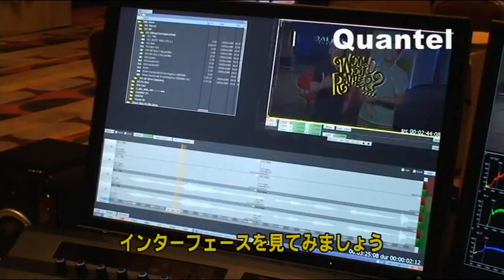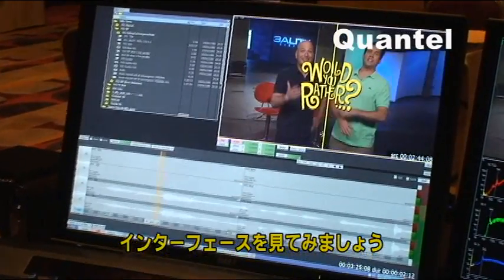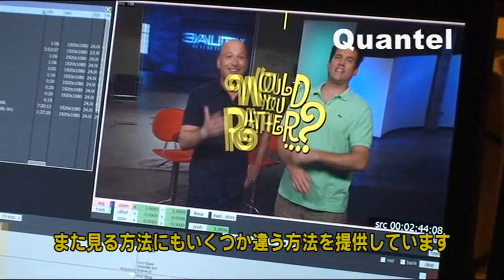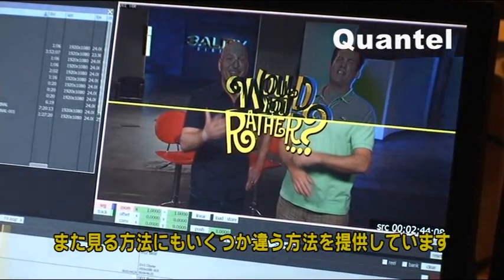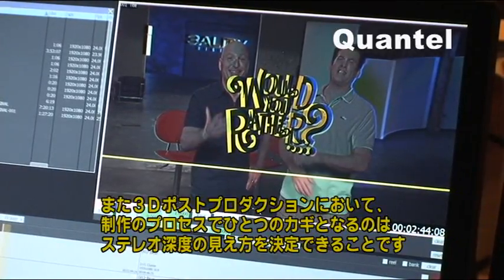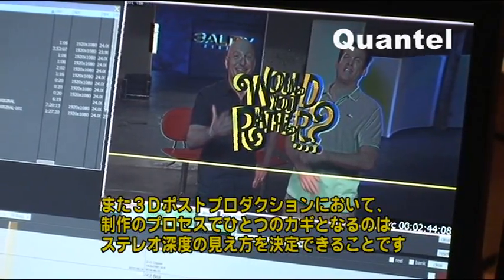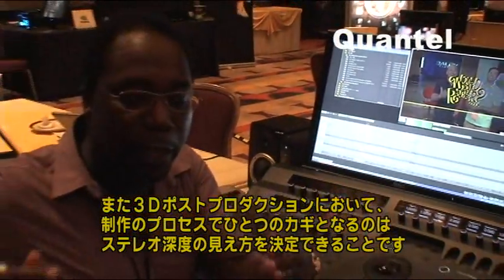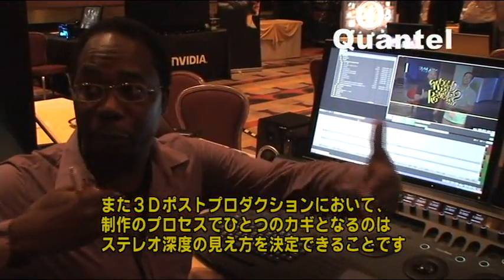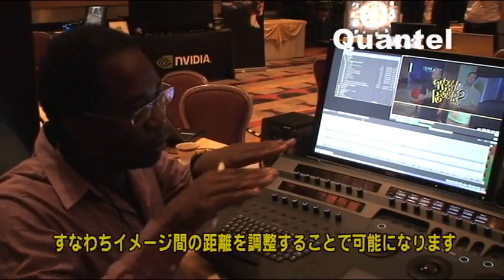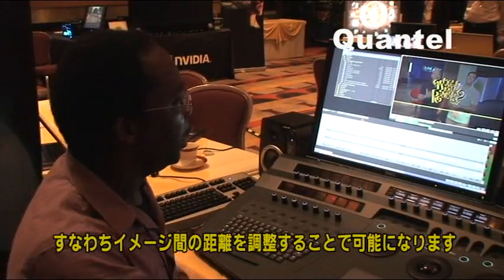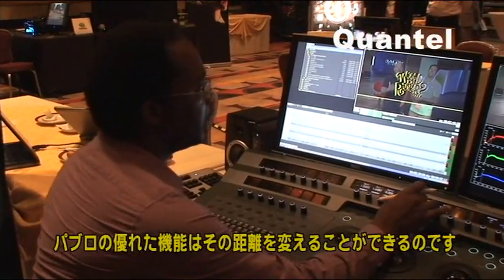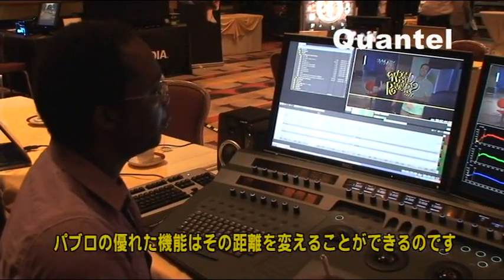So if you look here at my interface, I can look at the difference between the left eye and the right eye. I've got different ways of viewing this, but also one of the key things when you're going through the creative process in post-production of 3D is being able to determine how much depth we see, and that is done by the distance between images or the vergence. And one of the cool things about the Pablo is that I can change that distance of depth.